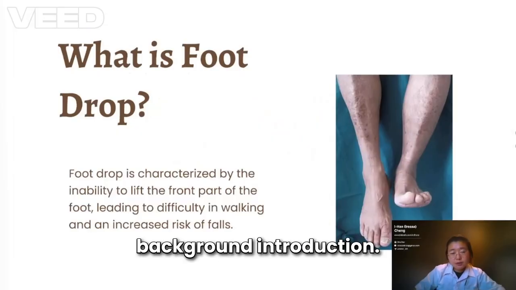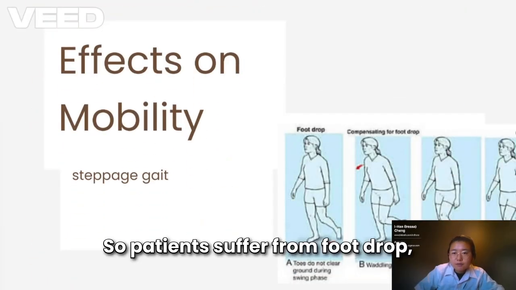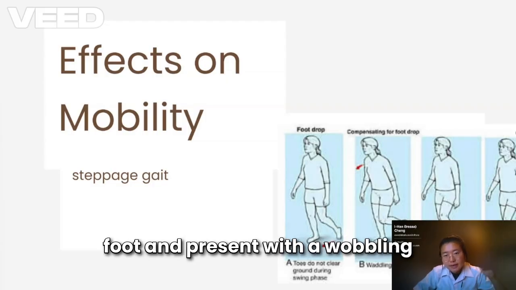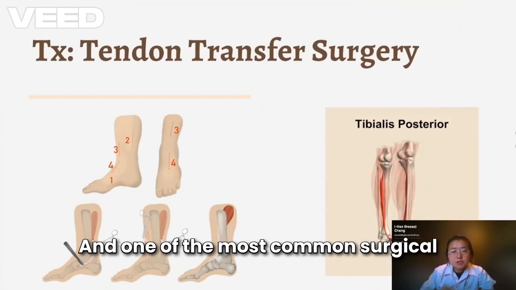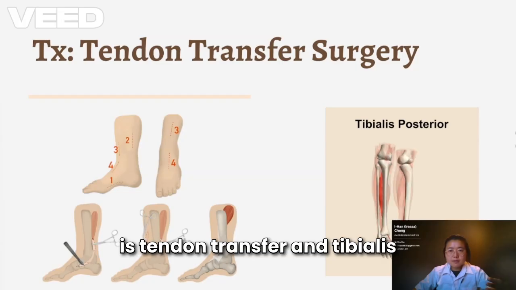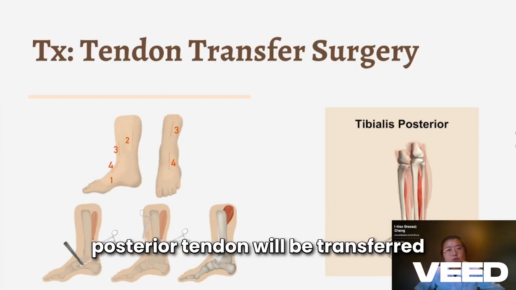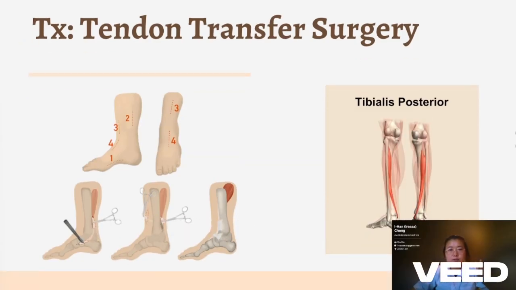So let's start with some background introduction. Patients who suffer from foot drop often have difficulty lifting their foot and present with a wobbling gait with a high risk of falling. One of the most common surgical treatments for this condition is tendon transfer. The tibialis posterior tendon will be transferred to the front of the ankle to help lift the foot.